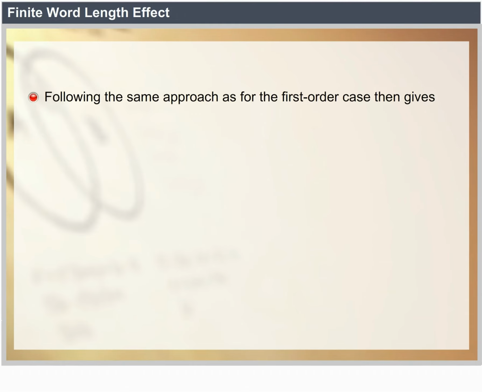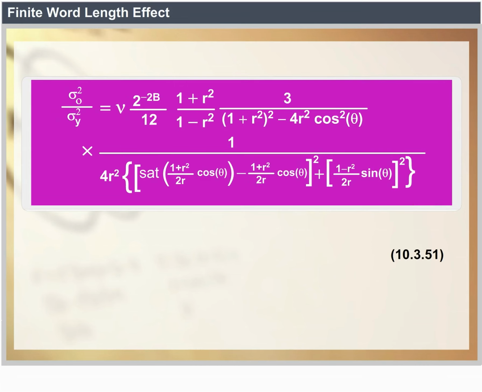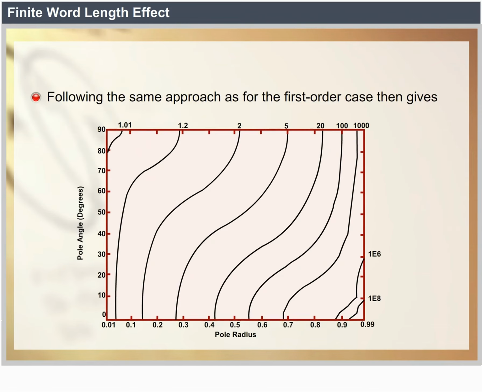Following the same approach as for the first order case then gives σ₀²/σy² equal to v into 2^(−2b) divided by 12 into (1 + r²) by (1 − r²) into 3 divided by [(1 + r²)² − 4r² cos² θ] into 1 divided by 4r² into the sat expression as before, called equation number 10.3.51. Normalized fixed point round off noise variation.